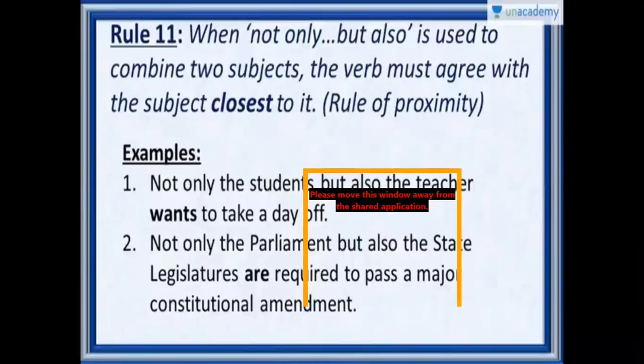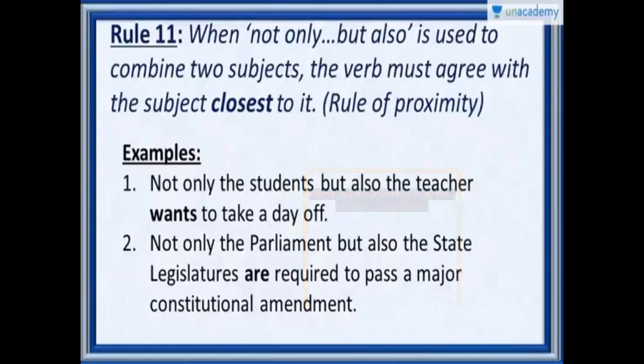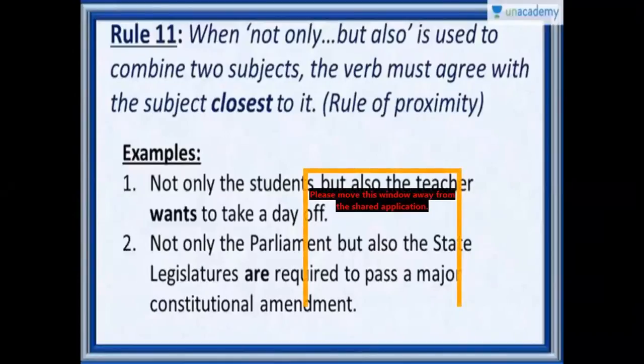Look at the first example. The verb agrees with the second subject. First example: not only the students, first subject is students, but also the teacher. Second subject is teacher. Wants to take a day off. See, he has given the verb according to the second subject. If he had taken the first subject, he would have to take "want". But according to this rule, we have to consider the second subject. Second subject is singular, so the verb should also be singular. The singular verb for want is wants.